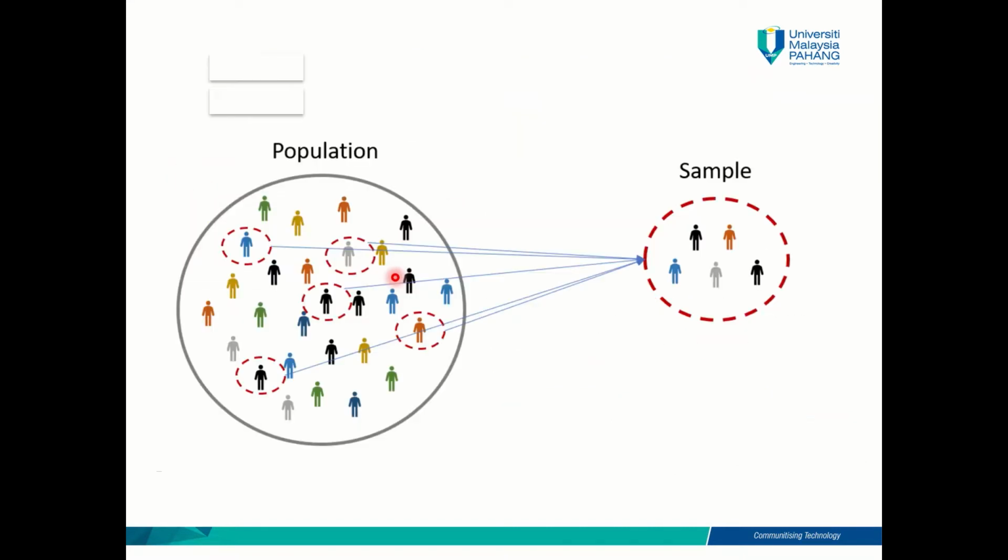So let us consider another situation. Let's imagine that this is the population of all UMP students, and let's imagine that we are trying to do a study about COVID-19. So perhaps instead of finding out about blue or red balls, maybe the interest here is to find out the proportion of students who have been infected with COVID-19 at least once, or maybe the proportion of students who have never been infected with COVID-19.